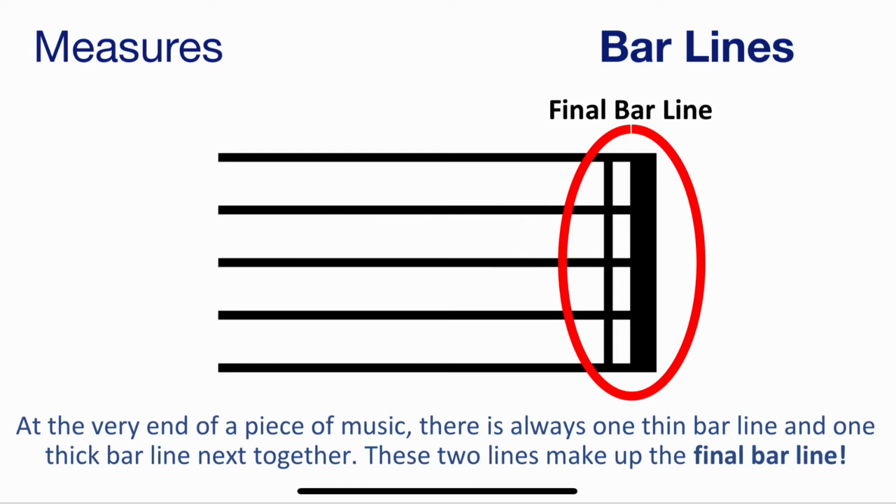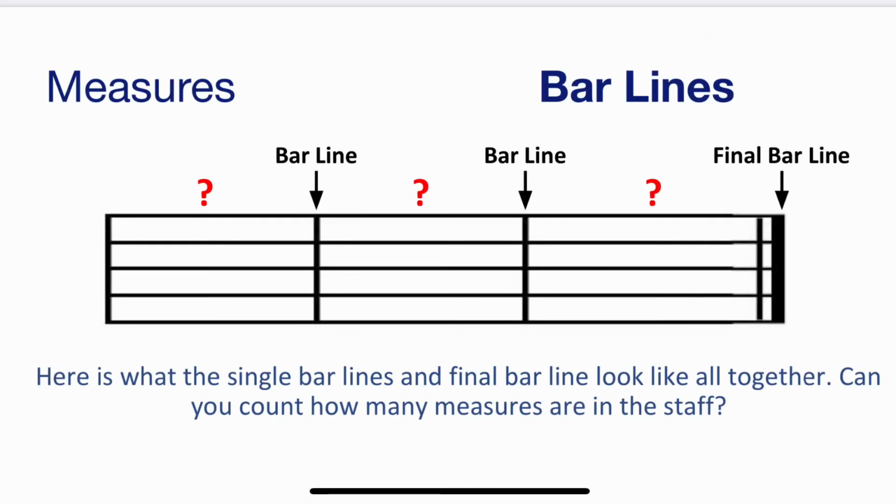Here's what the single bar lines, as well as the final bar line, look like all together in the staff. See if you can count how many measures there are. Remember, a measure is the space created by 1 or more bar lines. In this staff, we have a total of 3 measures.